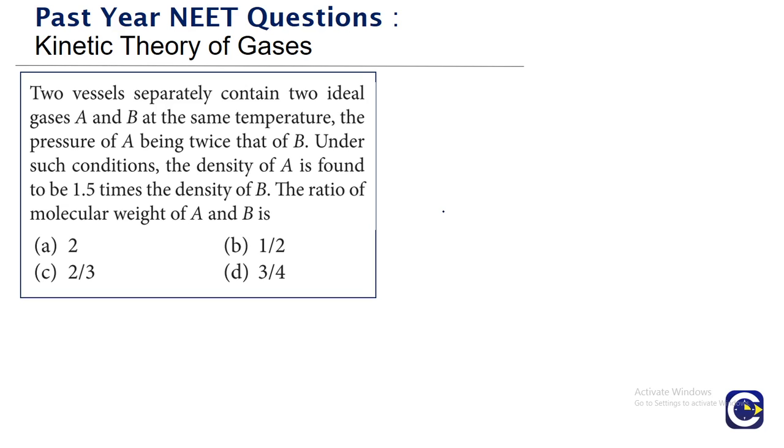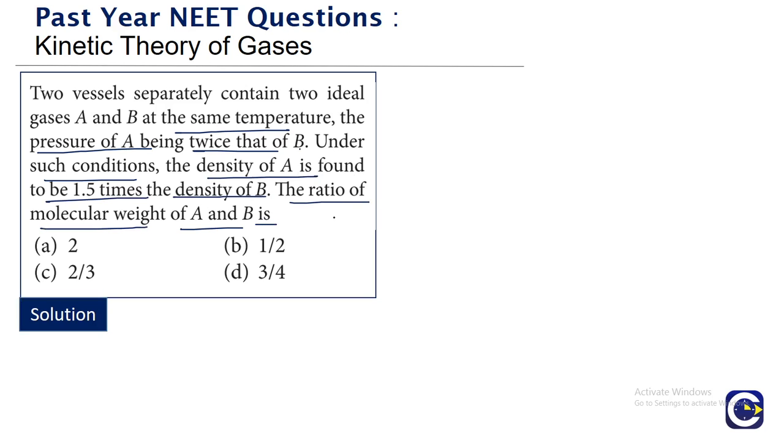We'll move on to the next question. Two vessels separately contain two ideal gases A and B at the same temperature, the pressure of A being twice that of B. Under such conditions, the density of A is found to be 1.5 times the density of B. The ratio of molecular weight of A to the molecular weight of B.